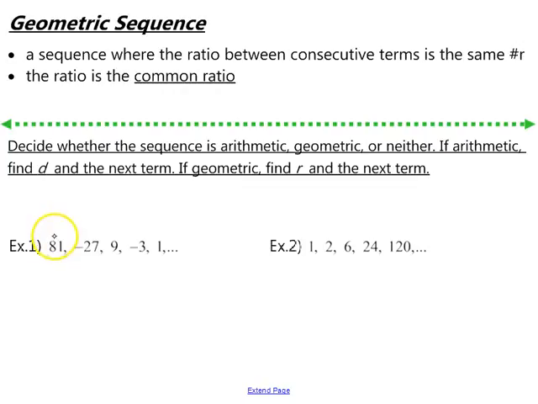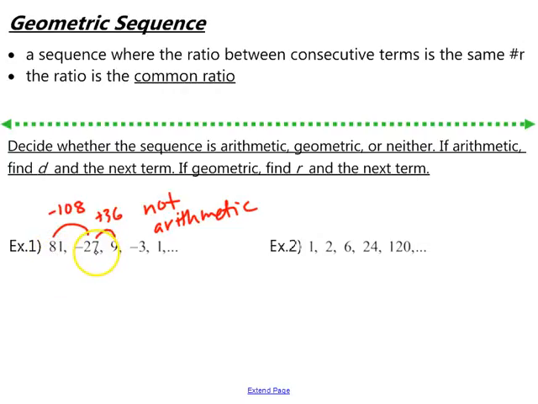So in example 1, from the first to the second term, we actually subtracted 108. And then from the second to the third term, we added 36. So we can tell that this is not arithmetic, just looking at the first three terms. So let's check to see if it is geometric.